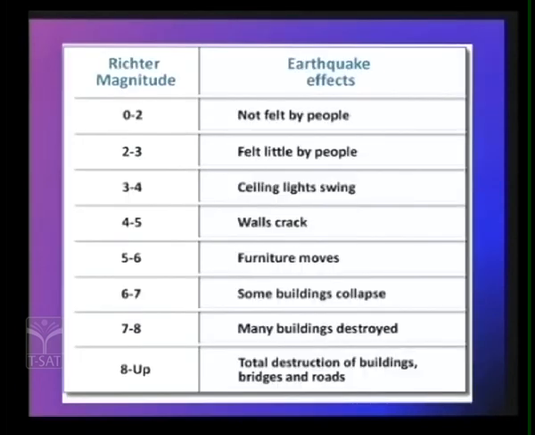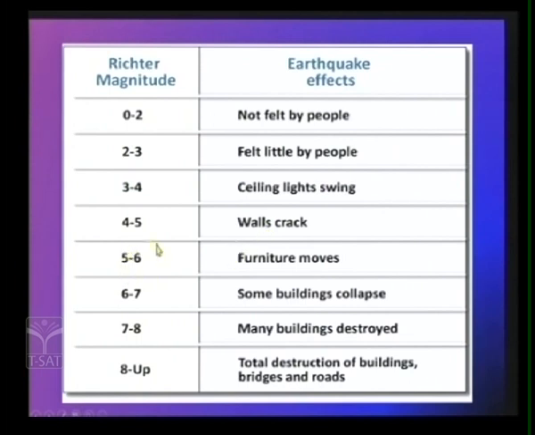Now, see the magnitudes and the earthquake effect, children. 0 to 2 on the Richter scale cannot be felt by the people. If the magnitude of the earthquake is 2 to 3 on the Richter scale, then it can be felt a little by the people. If the magnitude is 3 to 4, then the ceiling lights will swing. That means you can just see the trembling of the ceiling fans or the lights. And if the magnitude is 4 to 5, then the walls will crack.